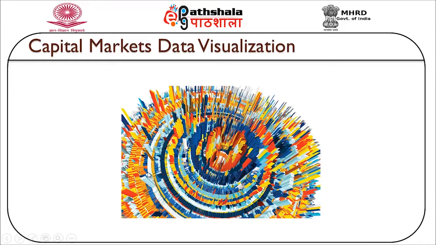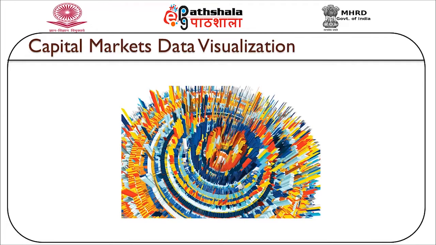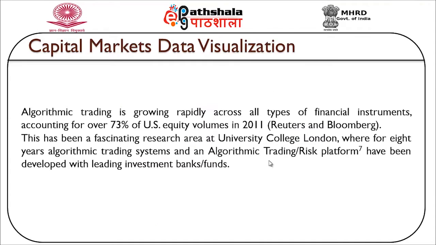This is one example of capital market data visualization prevailing in one particular area. Algorithmic trading is growing rapidly across all types of financial instruments, accounting for over 73% of US equity volumes in 2001, as given by Reuters and Bloomberg. This has been a fascinating research area at University College London, where for 8 years the algorithmic trading systems and an algorithmic trading risk platform have been developed with leading investment banks and funds. So the 8 years of data is being represented using this kind of visual.